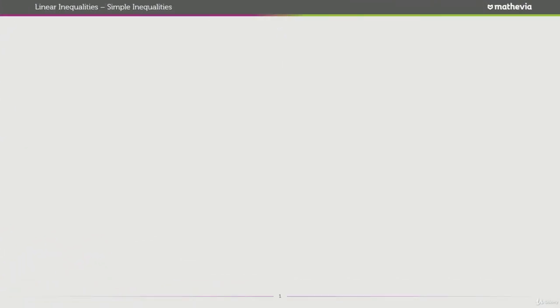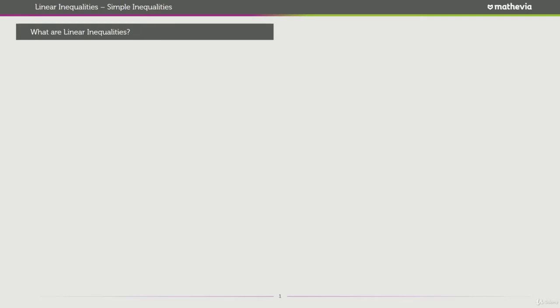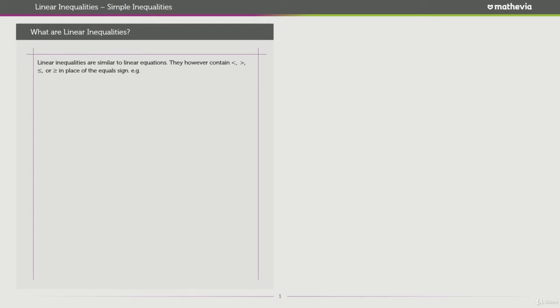So, linear inequalities, simple inequalities. Now, what are linear inequalities? Linear inequalities are very similar to linear equations. They, however, contain these signs: less than, greater than, less than or equal to, or greater than or equal to in place of the equal sign.